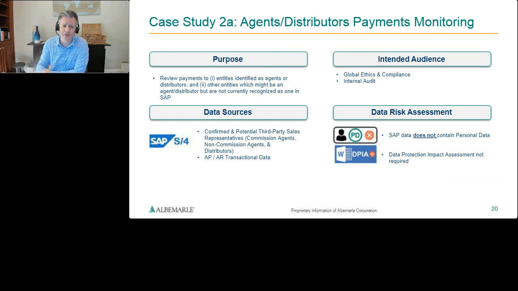Okay, another example, this time on payments to agents and distributors. Same principle. This is actually an example of the type of slide that we put together that sets out at a high level the purpose of the dashboard, the key data sources, who it's intended for, and the risk assessment associated with putting this dashboard together. Really simple, high-level overview so that we can communicate this to key stakeholders within the organization.